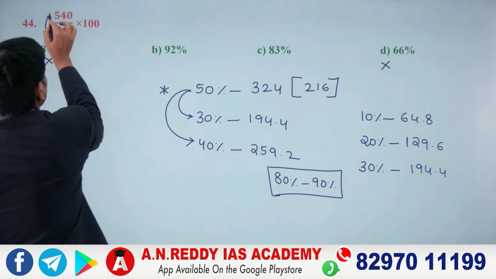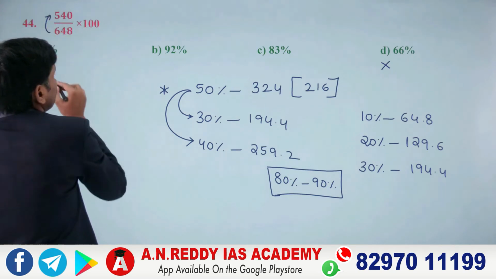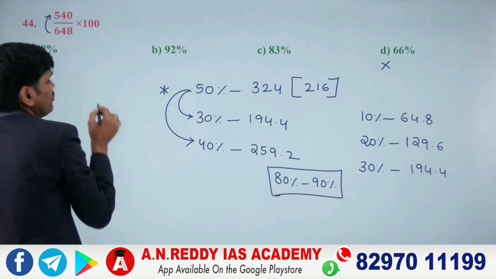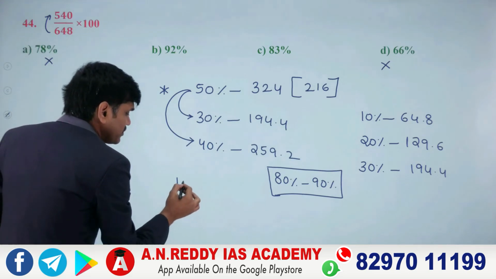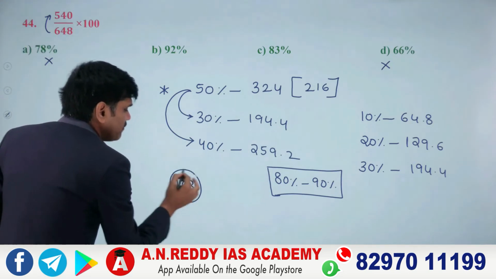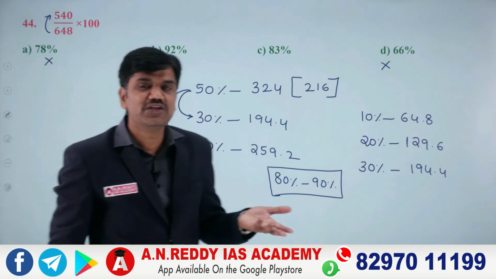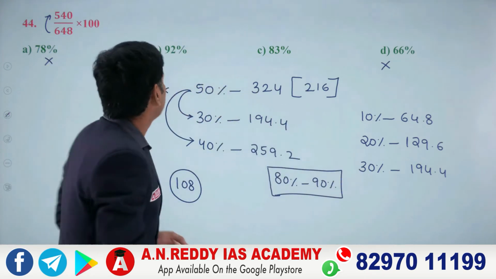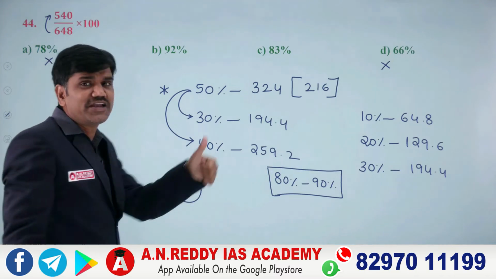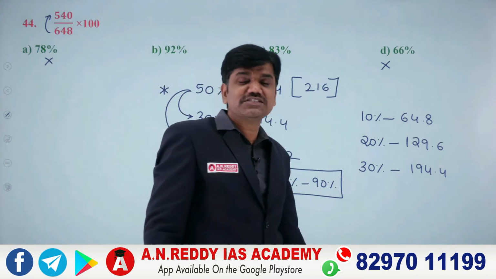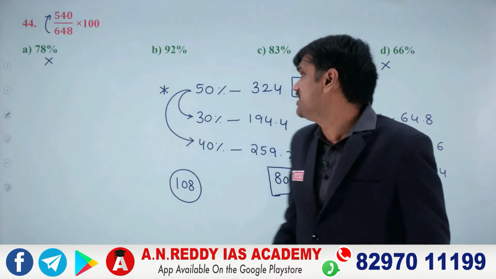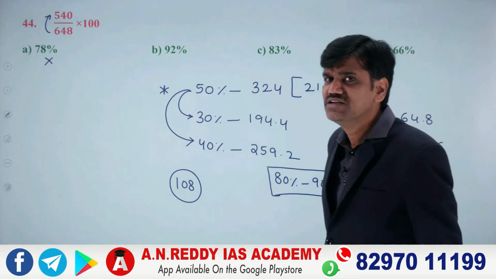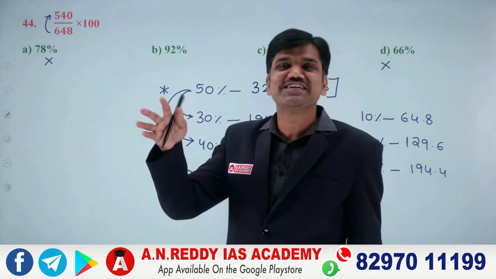Going in reverse order, how much you need to remove to reach that 540 from 648? You need to remove how much? 108, right? You have to remove 108. From 100%, if you remove 108, you will get 540. 108 is how much percent, you check. Can I remove 10%? 10% is 64.8. Yes, I can remove. 20% is how much? 129.6.